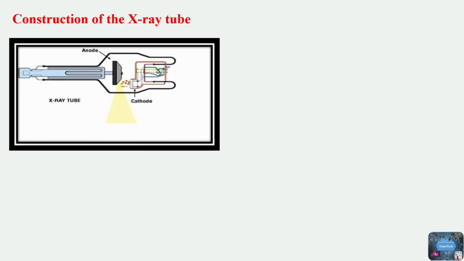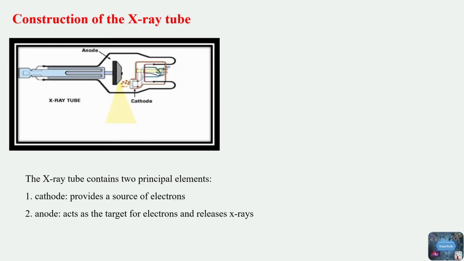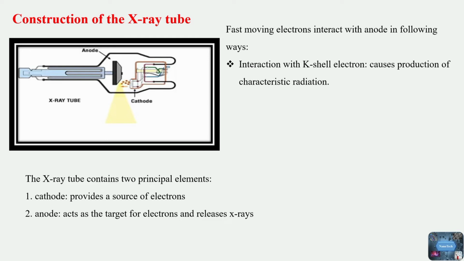The filament is heated with the electric current passing through it to the glowing temperature, and the electrons are then expelled from the cathode. Anode is the positive terminal of the tube. It is made of a tungsten disc in an ordinary diagnostic X-ray tube and molybdenum in a mammography X-ray tube. Fast-moving electrons interact with the anode in the following ways. Interaction with a K-shell electron causes production of characteristic radiation. Interaction with the nucleus causes bremsstrahlung radiation.